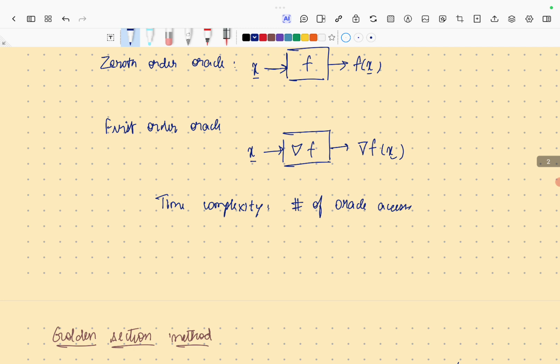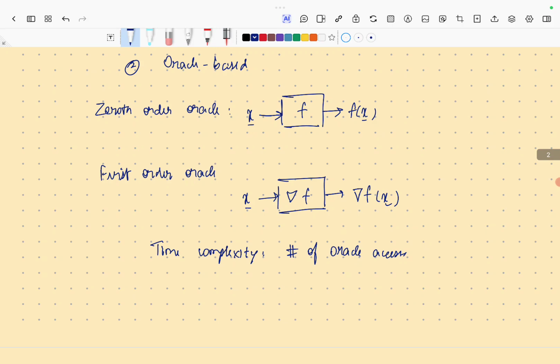Sir, how is the first order derivative related to the complexity? Irrespective of whether you call the zeroth order oracle or first order oracle, we'll assume that it takes unit time. So maybe you know what the function is and you hand calculated an expression for the gradient of the function. That's one way of saying that you have access to a first order oracle.